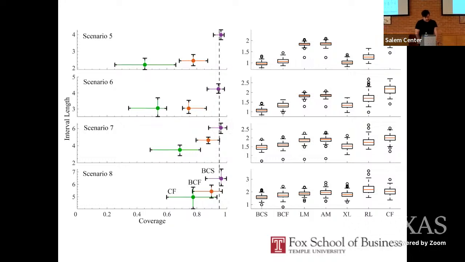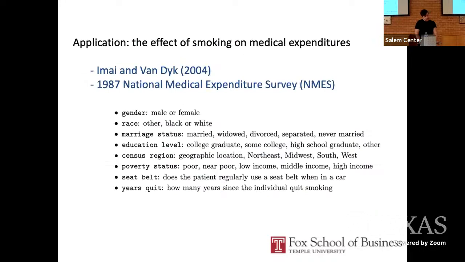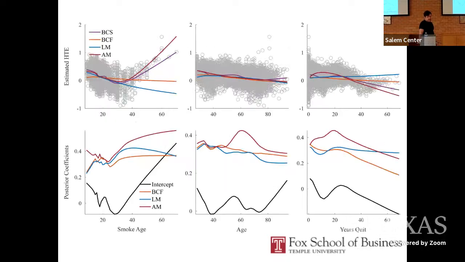Okay, and then I have 10-ish more minutes, so I say. All right, good. So that's good. So we also then stole from the Bayesian causal forest paper on the application. We're looking at the effect of smoking on medical expenditures, a bunch of stuff. And well, here are the results that we have.